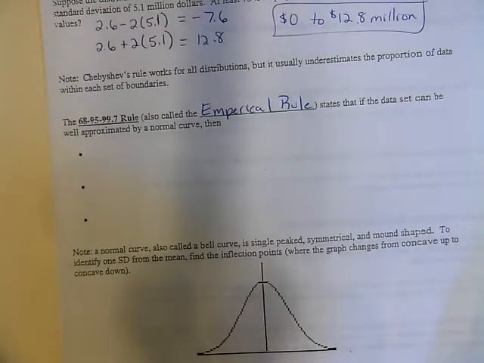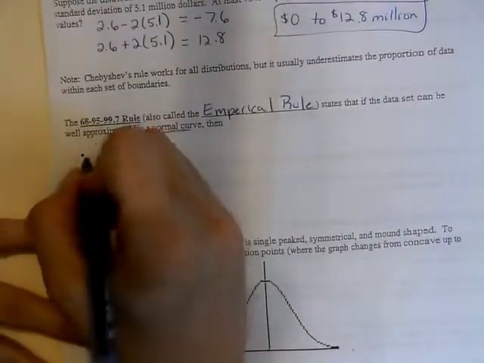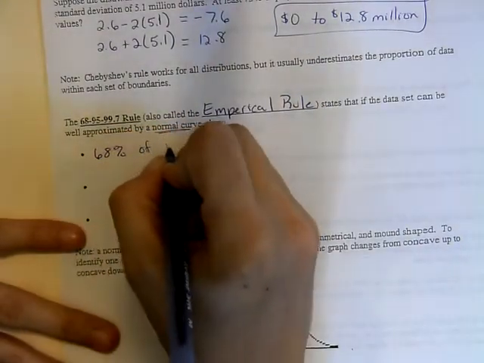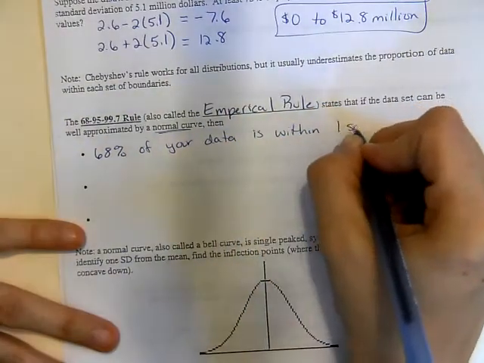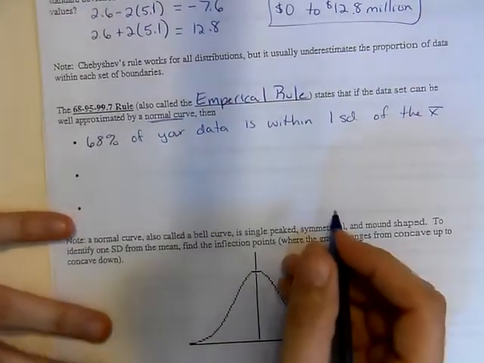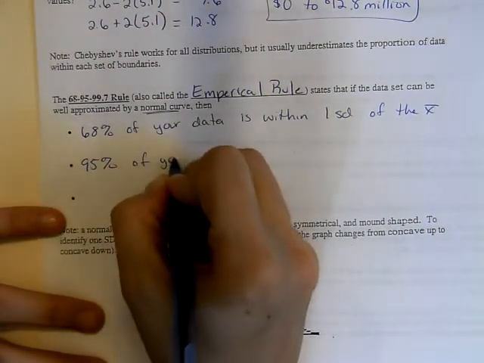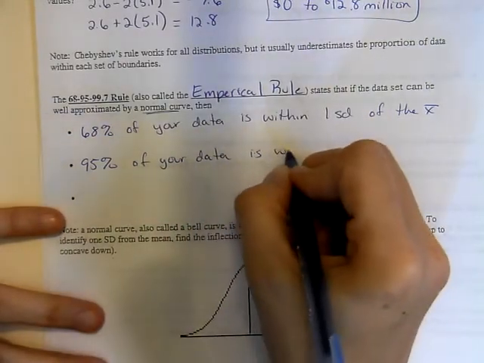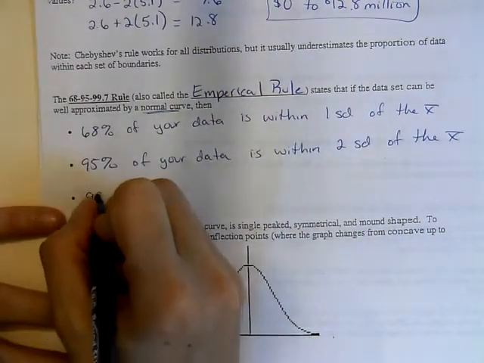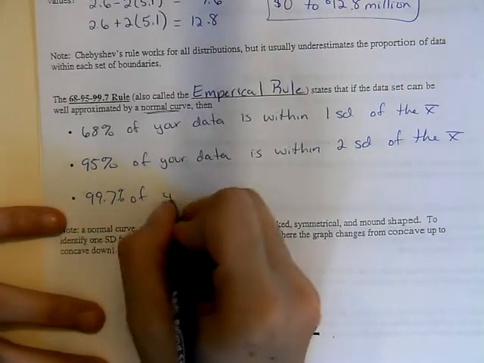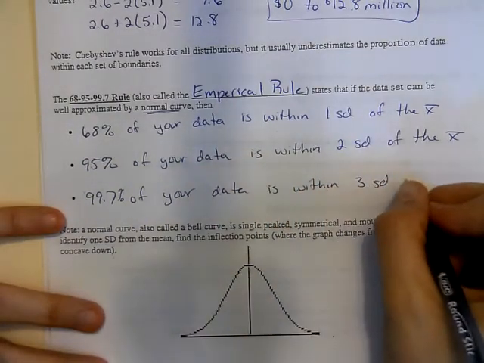It states that if the data set can be well approximated by a normal curve, so it's got to be a normal curve, what that means is 68% of your data is within 1 standard deviation of the mean, and then 95% of your data is within 2 standard deviations of the mean, and 99.7% of your data is within 3 standard deviations of the mean.